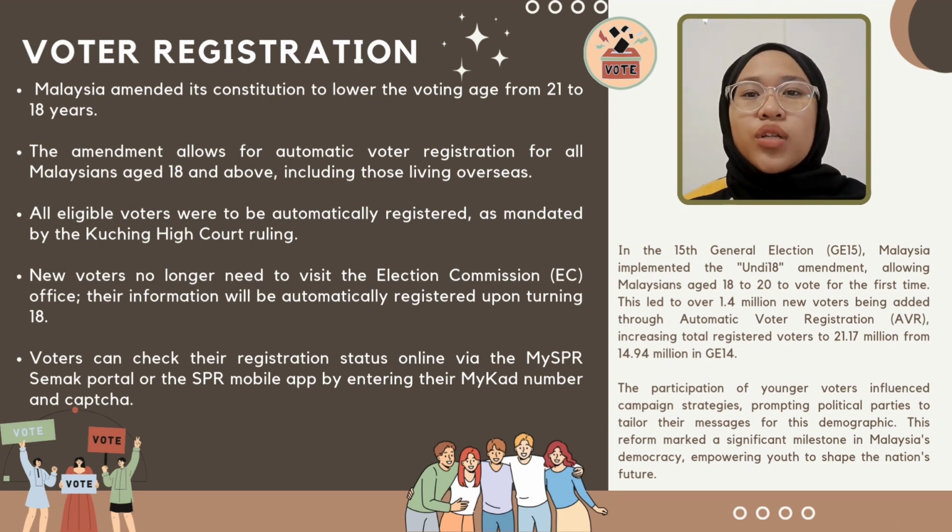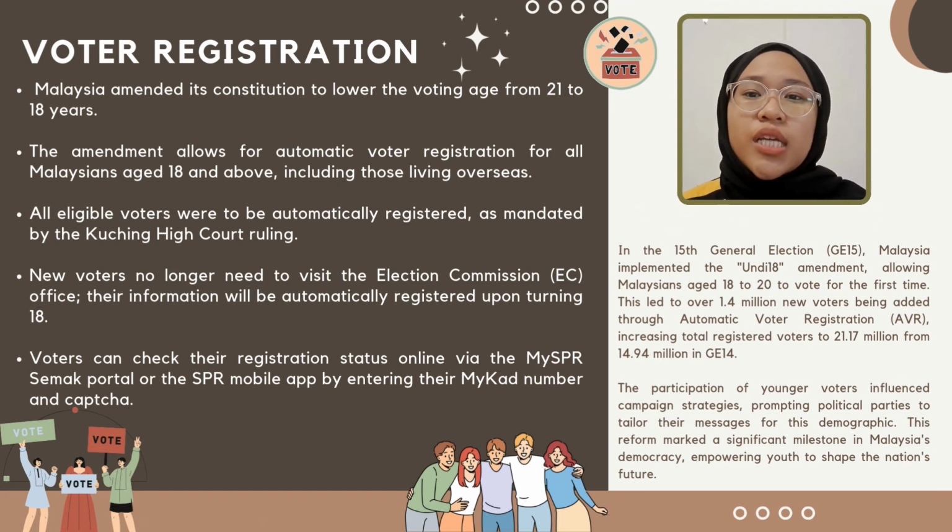This is based on the ruling by the Kuching High Court, which provided the deadline for the Election Commission to enforce automatic voter registration as well as lower the minimum age of voters to 18 years old from 21. New voters will no longer be required to visit the Election Commission office or register at a mobile booth. In the Automatic Voter Registration (AVR) system, voters' information is automatically registered upon turning 18 in the electoral roll, 60 days after the following month of birth by default.